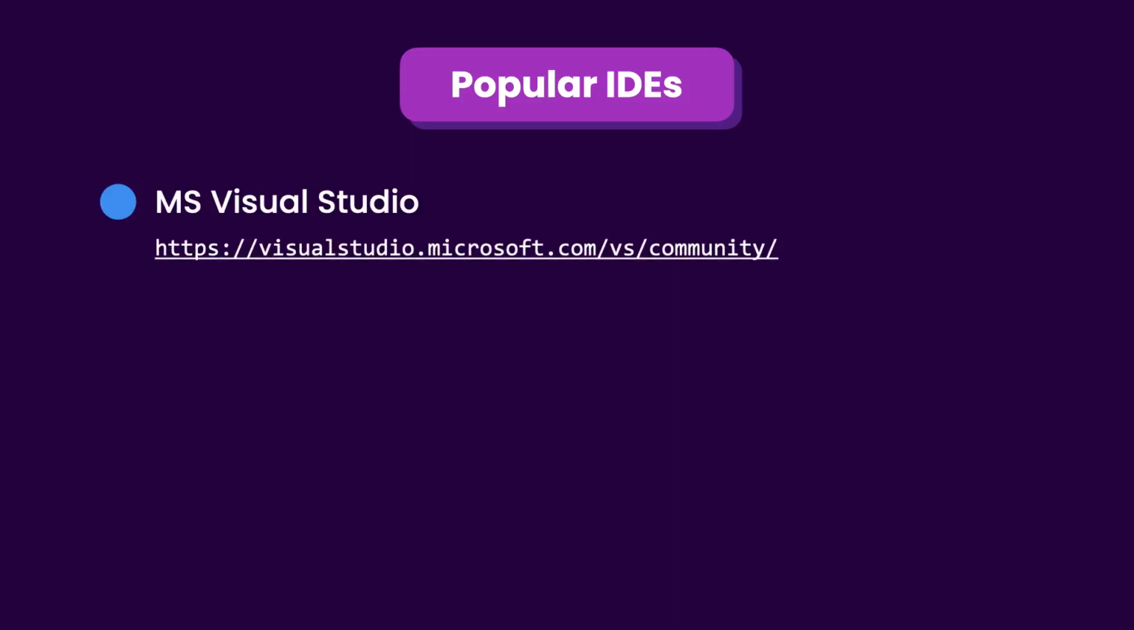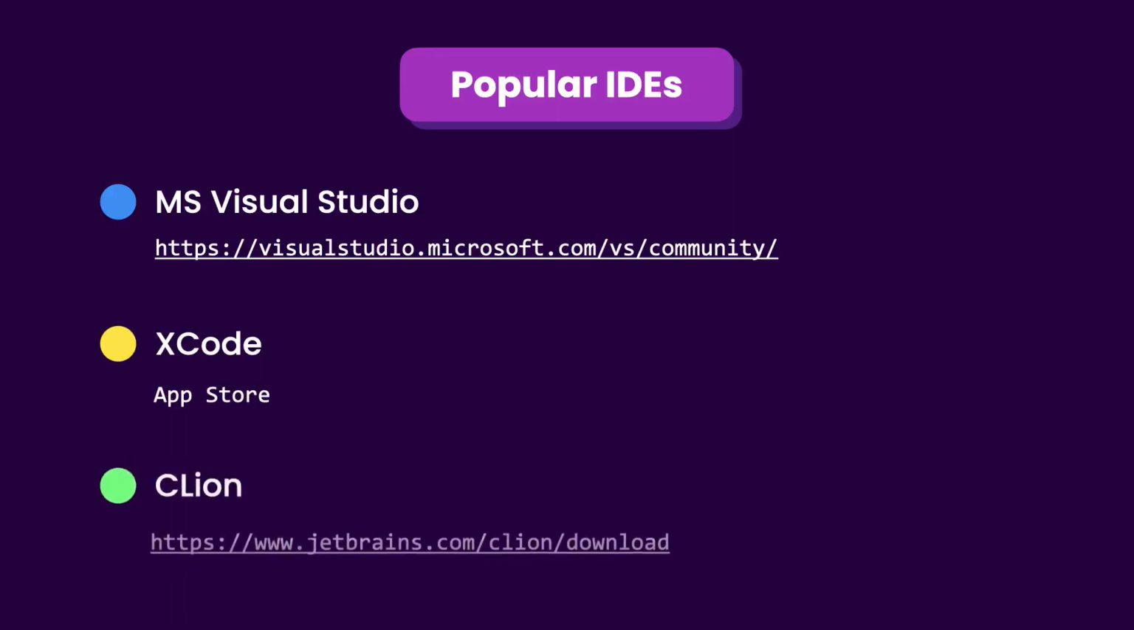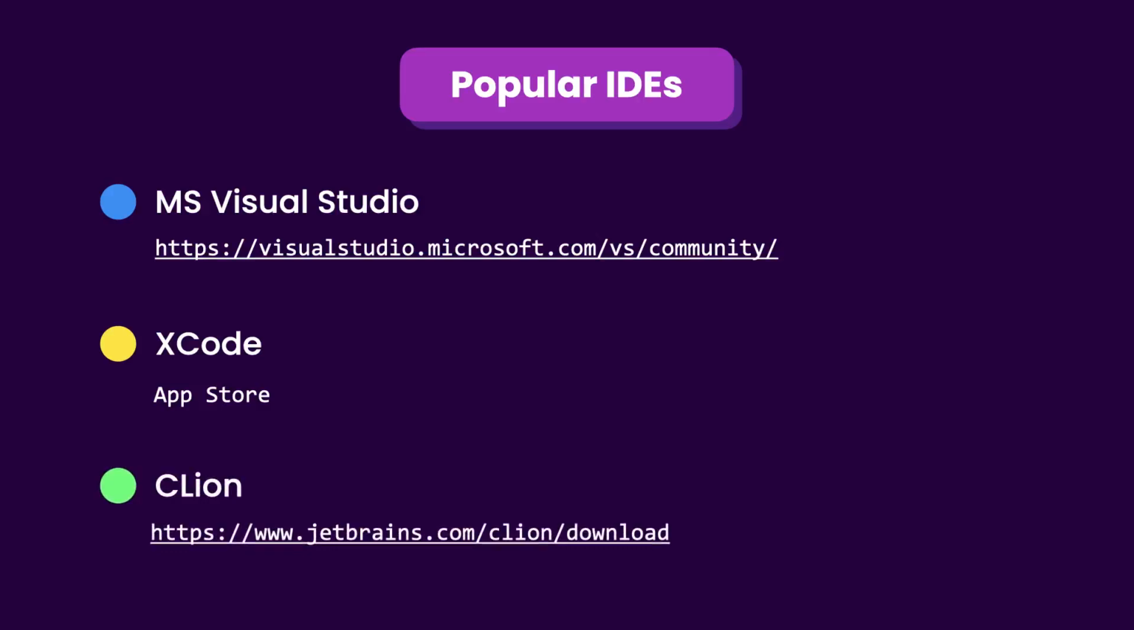The Community Edition is free. You can get it from the link on the screen. There is also a Mac version, but the one on the Mac is not really that great. For Mac, you can use Xcode, which you can get from the App Store. We also have CLion, which is cross-platform, so it runs on Windows, Mac, and Linux. You can try it for free for 30 days, but then it requires a license. If you don't want to pay for a license, you can use one of the free alternatives.